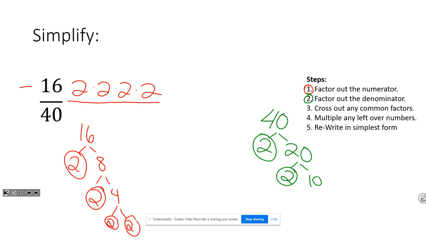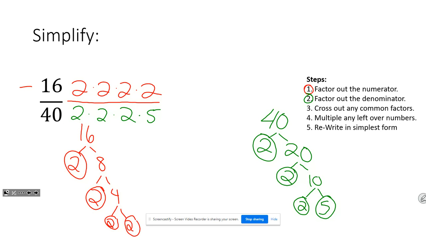But 10 is not, so we've got to factor 10 out. 2 times 5 is equal to 10. And both 2 and 5 are prime numbers. So now that we have our denominator all factored out, we can write it out: 2 times 2 times 2 times 5. There we get our first 2 steps.